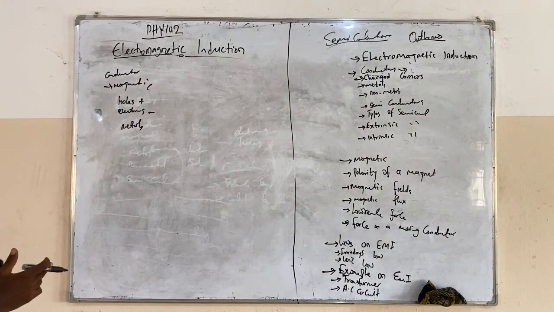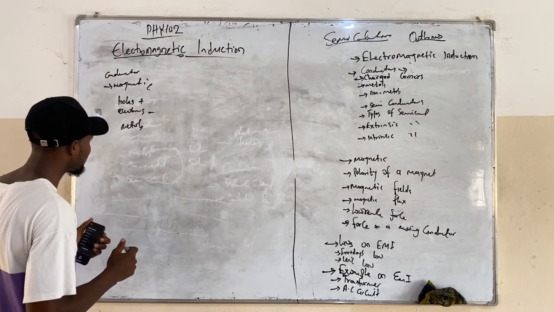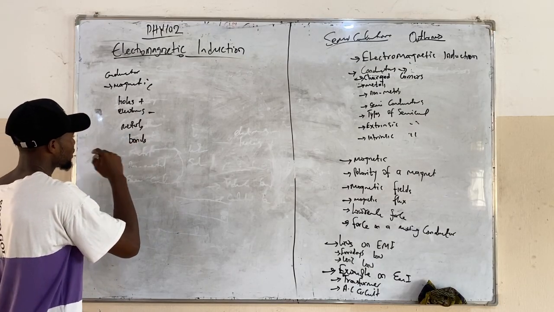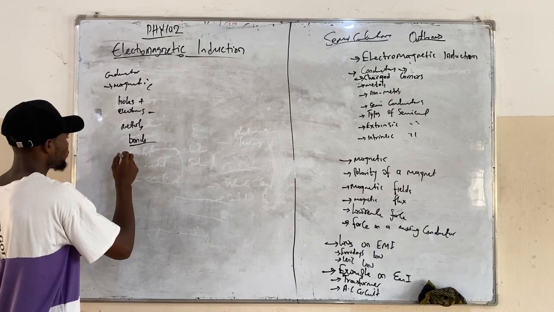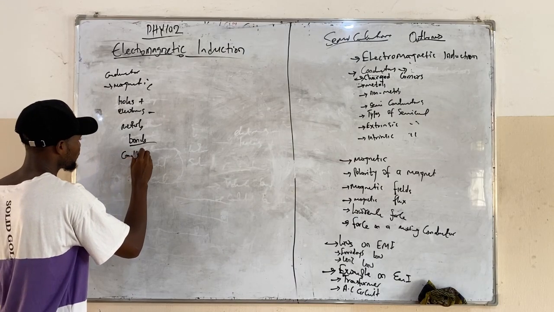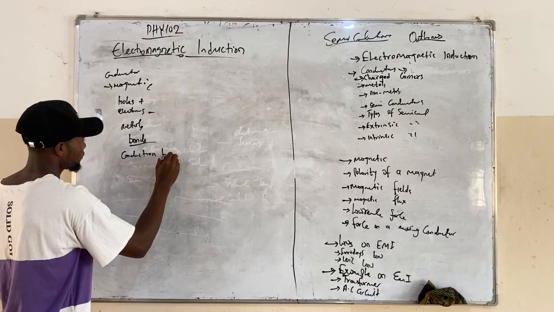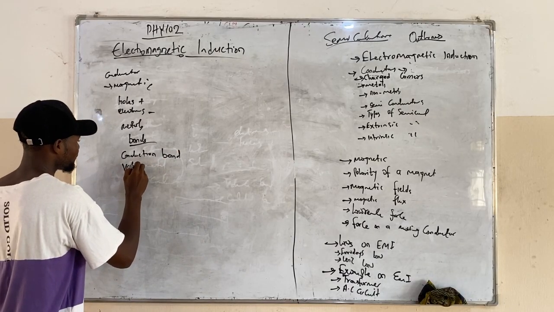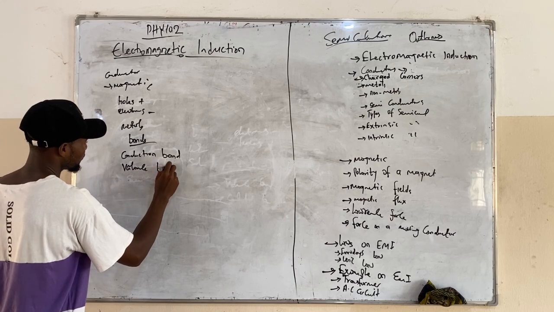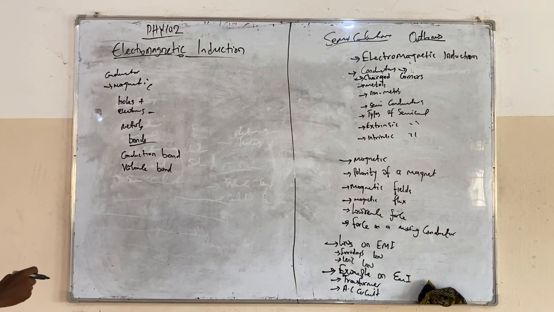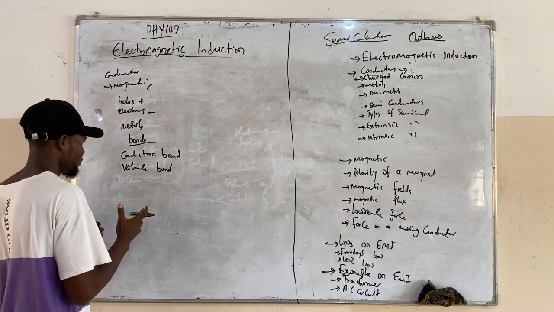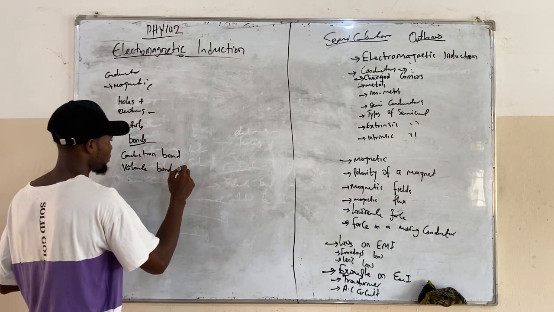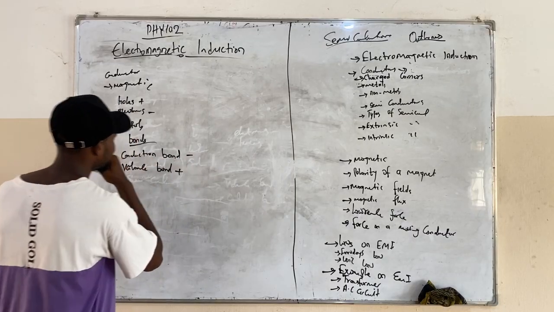But now we are going to introduce another concept known as what? The bands. And there are basically two bands, which are what? The conduction band and the valence band. The valence band is an empty space, so it takes the positive, while the conduction band takes the negative.